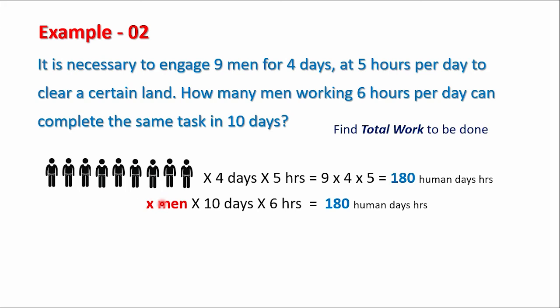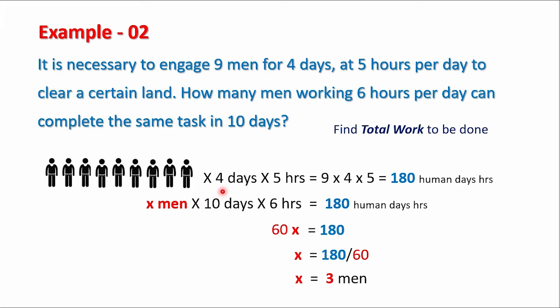Then how many people do we need? We don't know, so make it x. Now if you write it as an equation, 10 into 6, 60, into x. X means the number of people, or number of men, we need. And 180 is the total work we have to do. Then x becomes, if you simplify, 3 men.